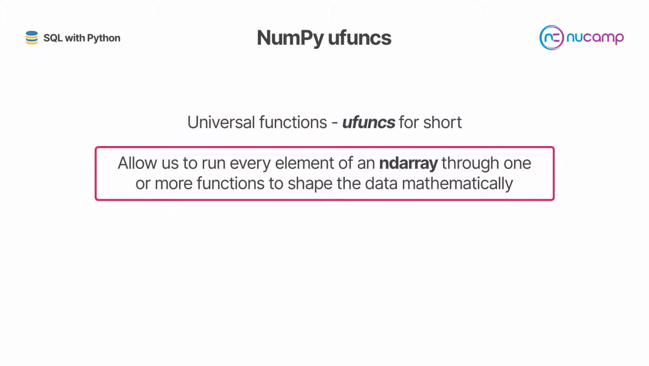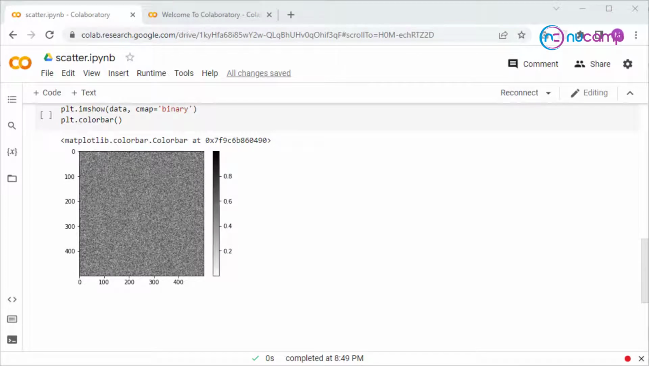A ufunc is a concept in the NumPy library of a function that is able to run through every element of an ND array to transform the shape of the array, usually in some mathematical way. We'll look at an example of this.